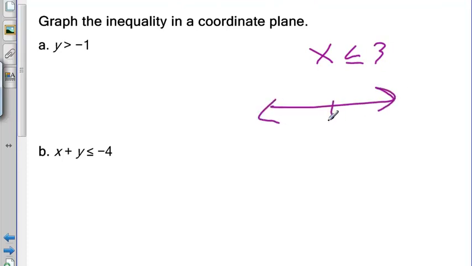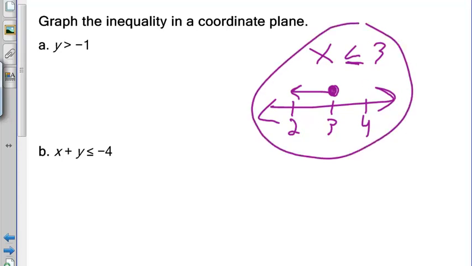So if you look, you make a number line, you put a 3 on it, you draw on a 4 and a 2 so you have some reference, and you make a closed circle because there's a line underneath, right? That's why, at 3, and then you point it to the left because the lesser numbers are to the left. That kind of looks like what I'm asking you to do, but you'll notice that it says in a coordinate plane here.